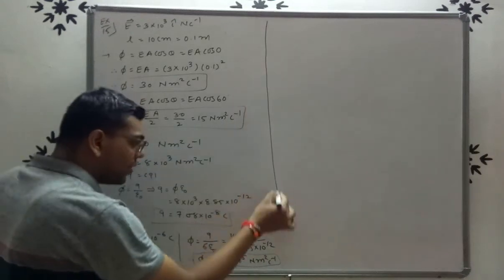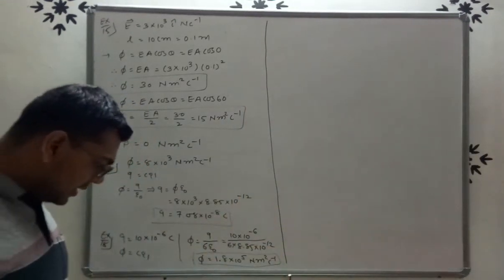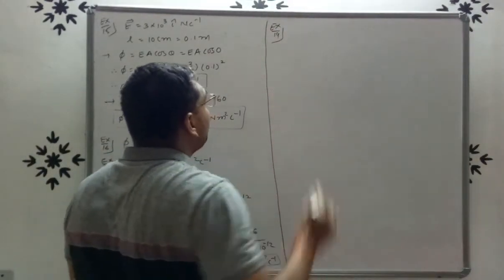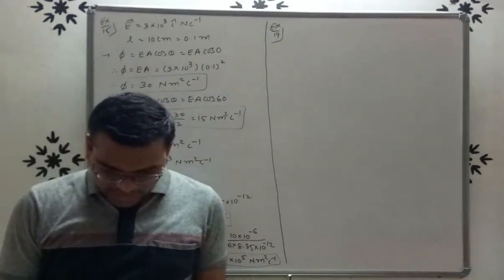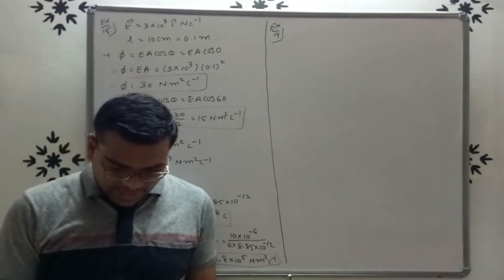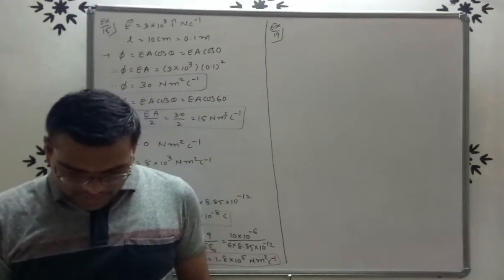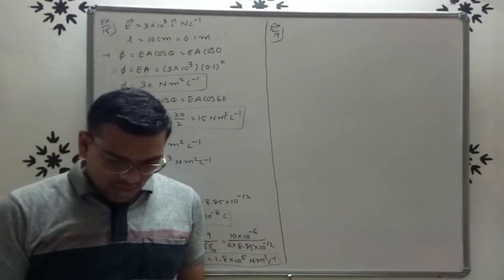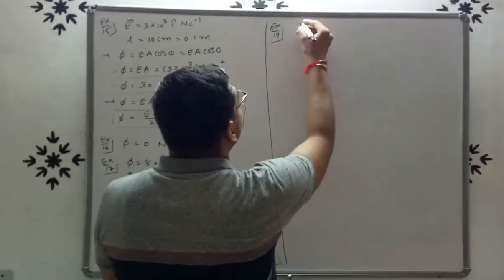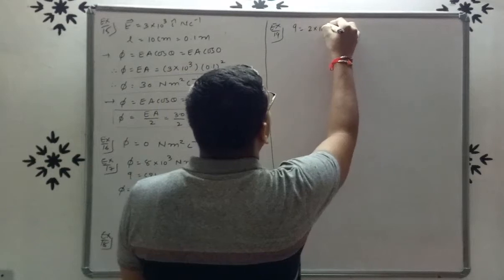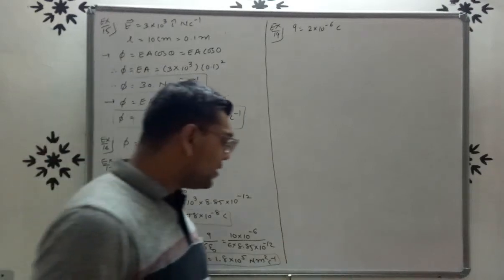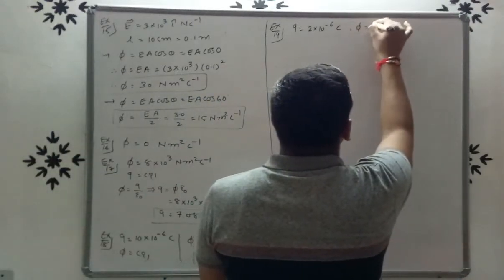Now we move forward to our next example, example number 19. A point charge of 2 microcoulomb is at the center of a cubic Gaussian surface 9 cm on each side. What is the net electric flux through the surface? So here the charge is given as 2 microcoulomb, right? So the charge q is equal to 2 into 10 raised to minus 6 coulomb. We have to find out the flux phi.